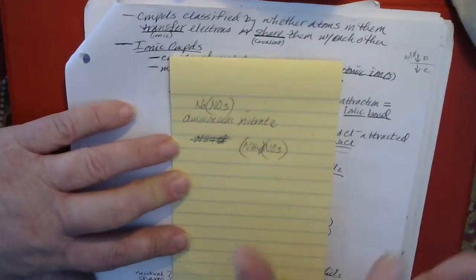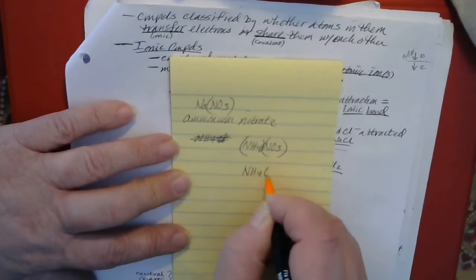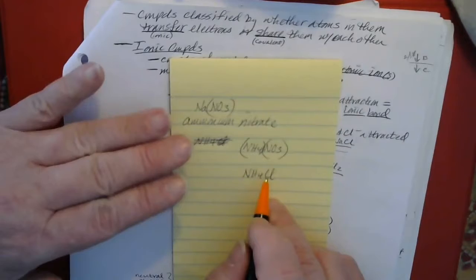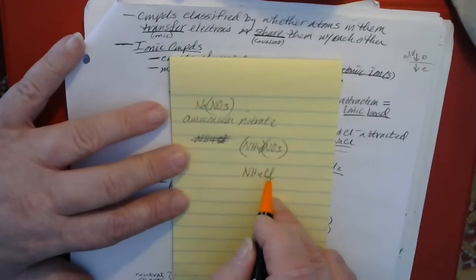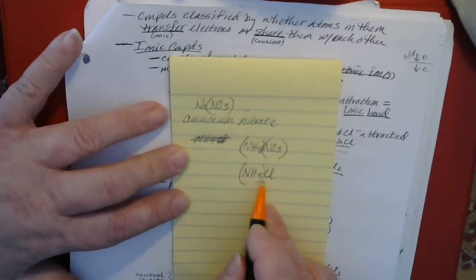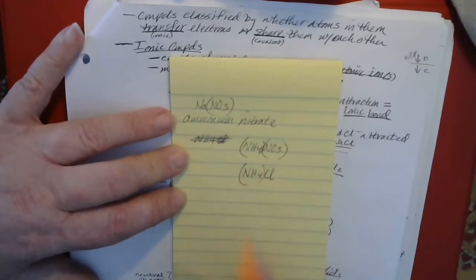Even if it only involves one polyatomic ion, it's still an ionic compound, like, say, ammonium chloride, NH4Cl. Again, no metals anywhere in that formula. Nitrogen, hydrogen, chlorine, those are all non-metals. But the fact that you've got the ammonium ion involved in the formula, that makes it an ionic compound.